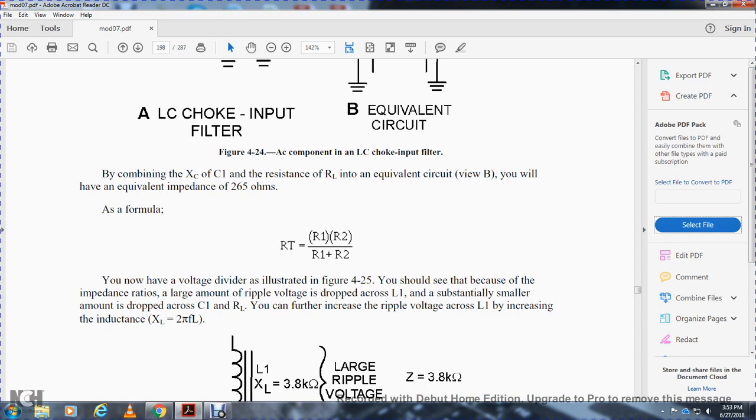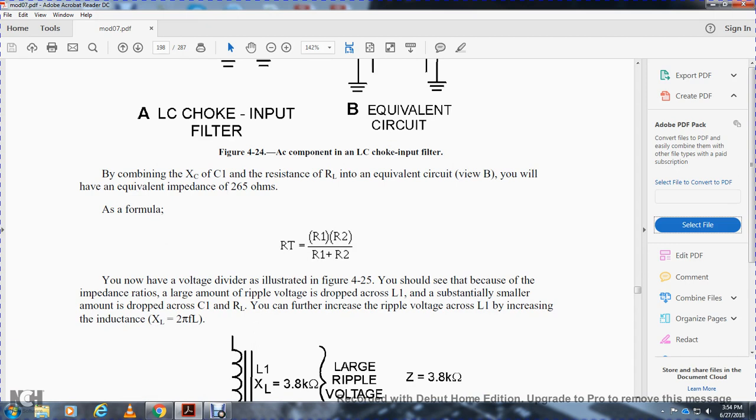By combining the capacitive reactance of capacitor 1 with the load resistance, the equivalent circuit in view B has an equivalent impedance of about 265 ohms. The total resistance is equal to resistor 1 times resistor 2 over resistor 1 plus resistor 2. You then have the voltage divider of Figure 4-25.